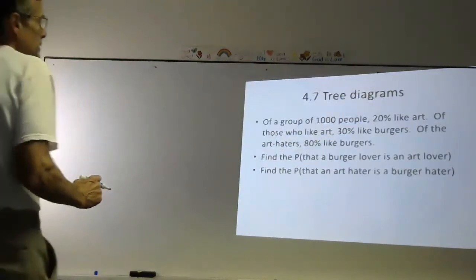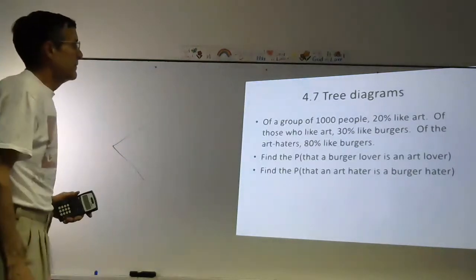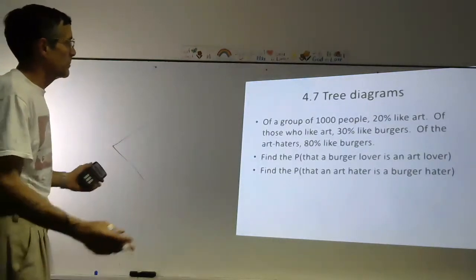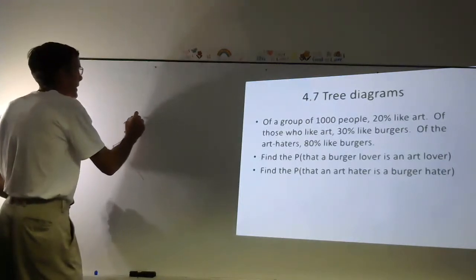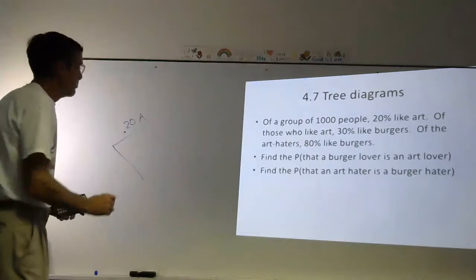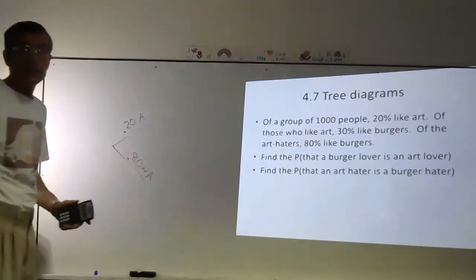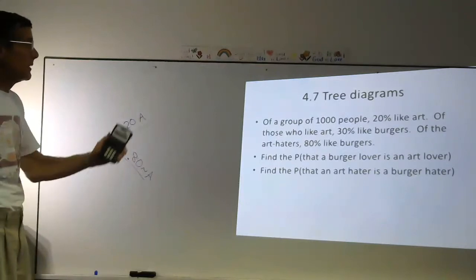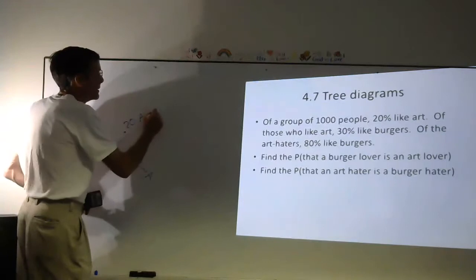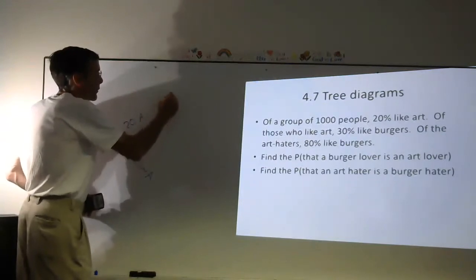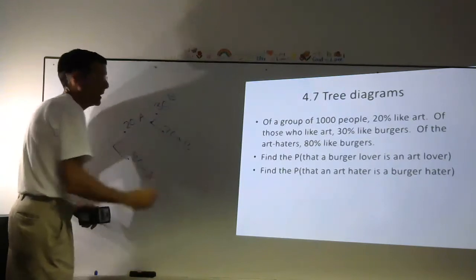Do the next one. We have, of a group of 1,000 people, 20% like art. I'm just going to do it with the percentages. 0.20 like art. 0.80 do not like art. Yes? Okay. Of the art lovers, 30% like burgers, 70% would not like burgers.